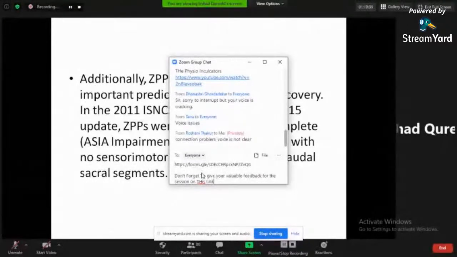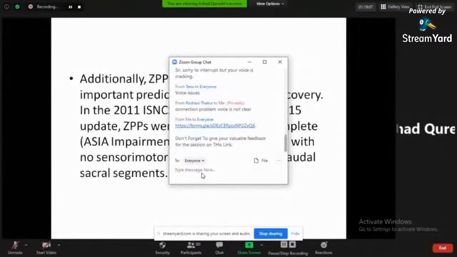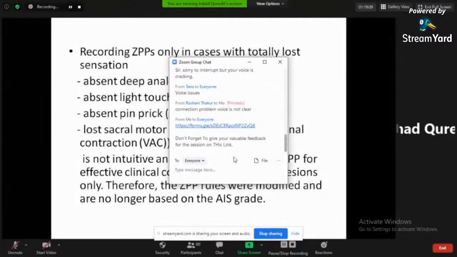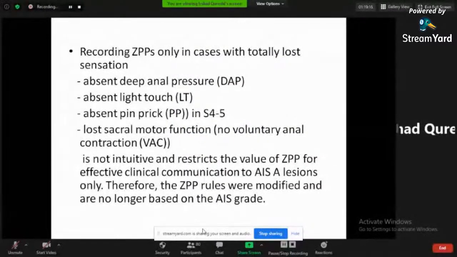With no sensory or motor function in the most vital segments, the sacral segments, recording of zone of partial preservation only in cases with totally lost sensation, that is absent deep anal pressure, absent light touch, LT, absent pinprick in S4-5, and lost sacral motor function, anal contraction, is not intuitive and restricts the value of ZPP for effective clinical communication to ASIA A lesions only. Therefore, the ZPP rules were modified and are no longer based on the ASIA Impairment Scale grade.